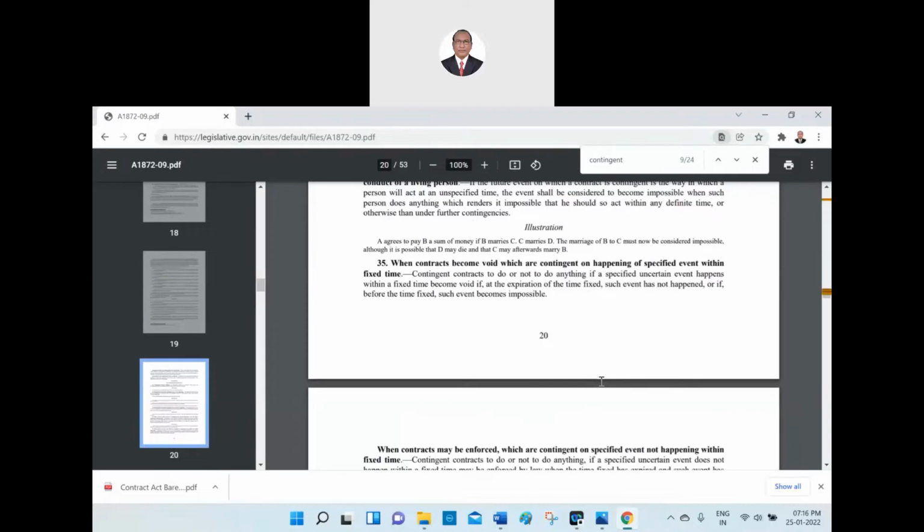Can you read the illustration? Is it visible to you?